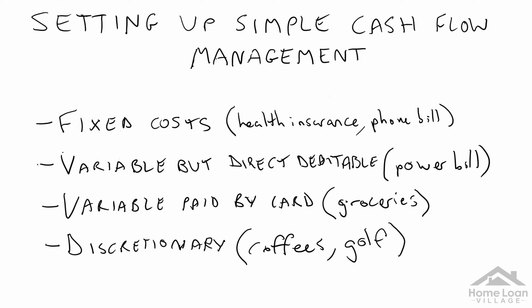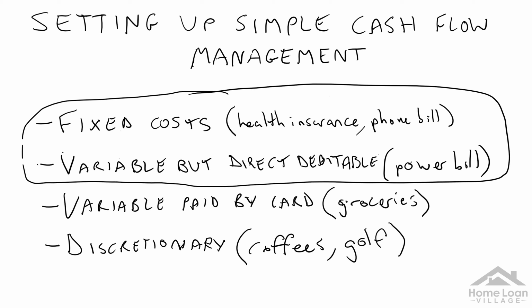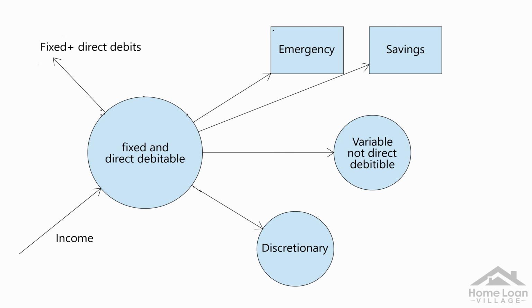So the things that are coming out of that account are these two expenses here. Your fixed costs, health insurance, phone bill, that sort of thing, which are probably direct debitable, and also variable things that are direct debitable. So essentially anything that is set up as a direct debit, and also those weekly, fortnightly, recurring payments that you might have set up. Right, so let's have a quick chat about the others.